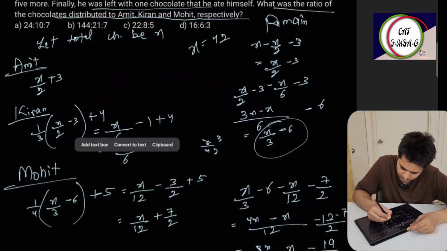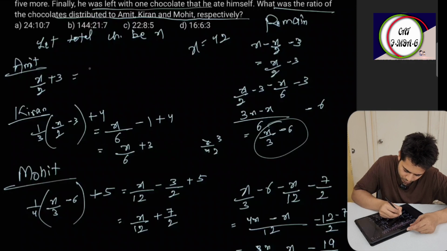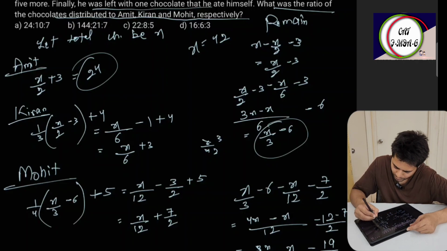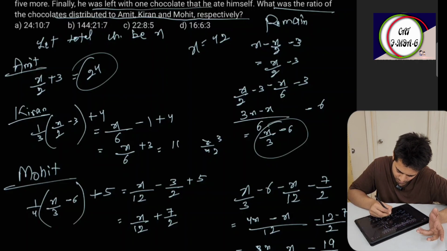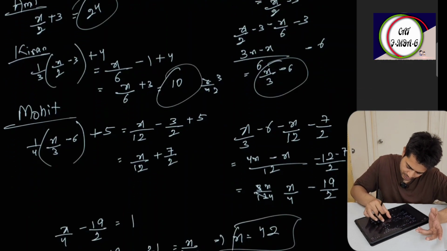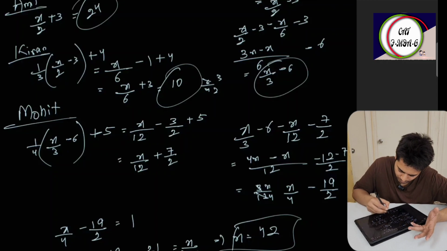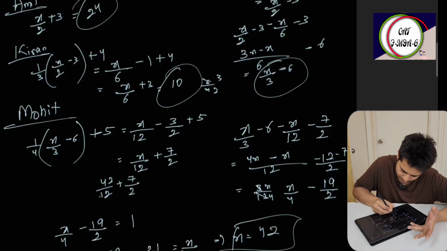So, Amit is 21 plus 3 is equal to 24. Kiran is x by 6. So, 42 by 6 is 7 plus 3, so this is 10. And Mohit is x by 12. So, 42 by 12 plus 7 by 2.